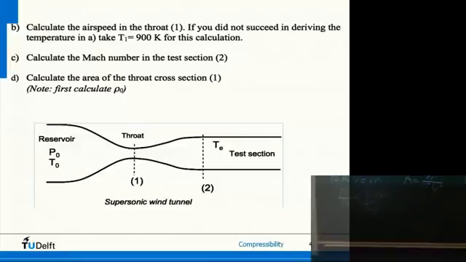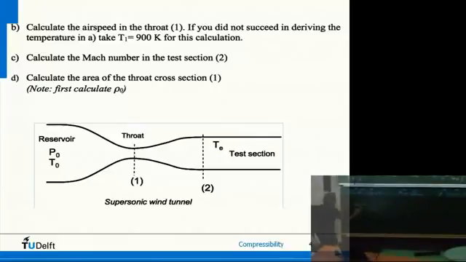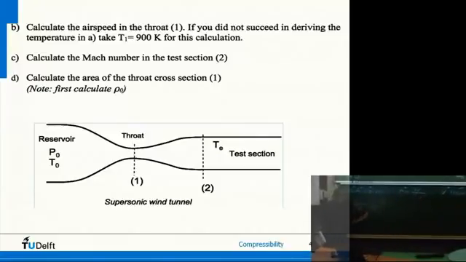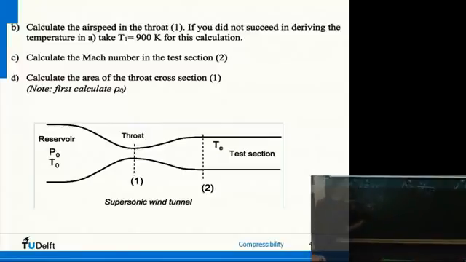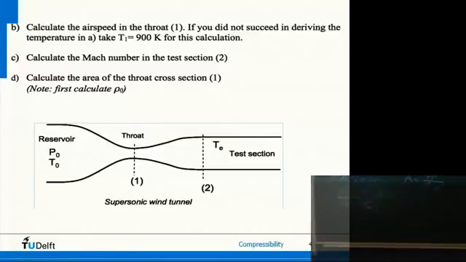Now, we have to choose point 1 and point 2. So where are we going to take it from? So this is the general form of the isentropic flow relations. We're looking for something in the throat, so it probably makes sense to choose one of them in the throat, right? So let's do this one in the throat. And the other one? 0, yes, reservoir. Why do we choose the other one in the reservoir?